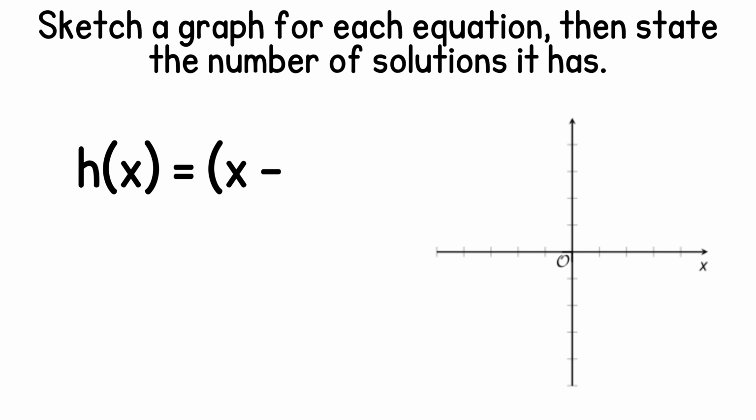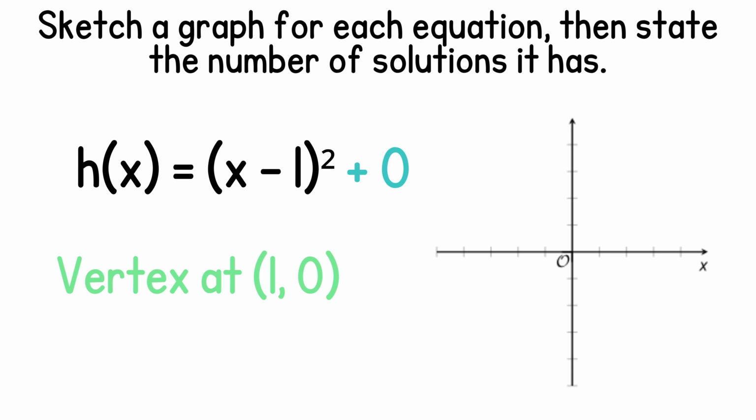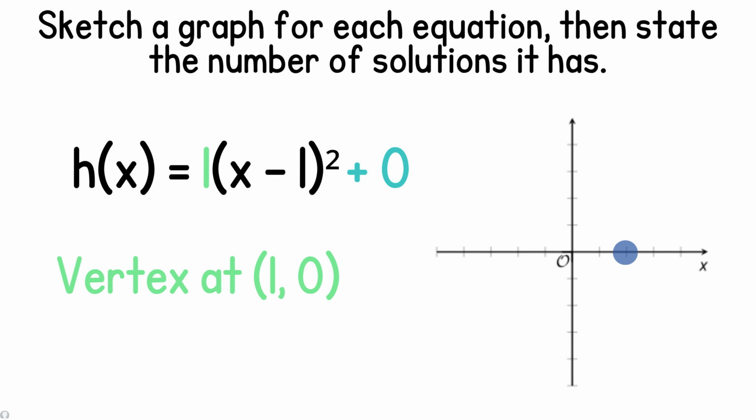Our last equation is h(x) = (x - 1) squared. We can add the 0 at the end to put this in vertex form. So we can see that the vertex happens at (1, 0). So we'll put this on our graph. Our a value is positive 1 again. So this tells us that our parabola will go upward. So we'll draw our parabola like this. Now we can see that the vertex happens right at that x-intercept. So this is only going to have one solution.